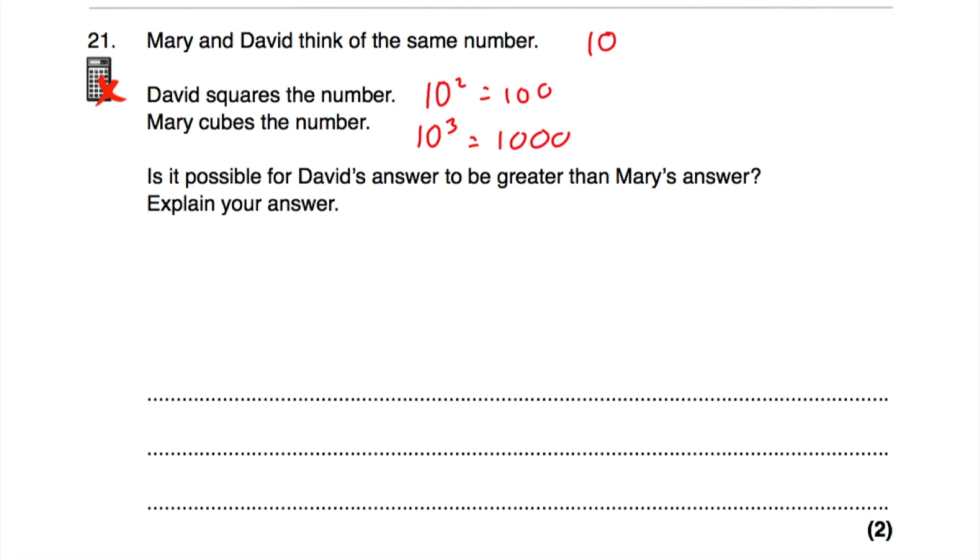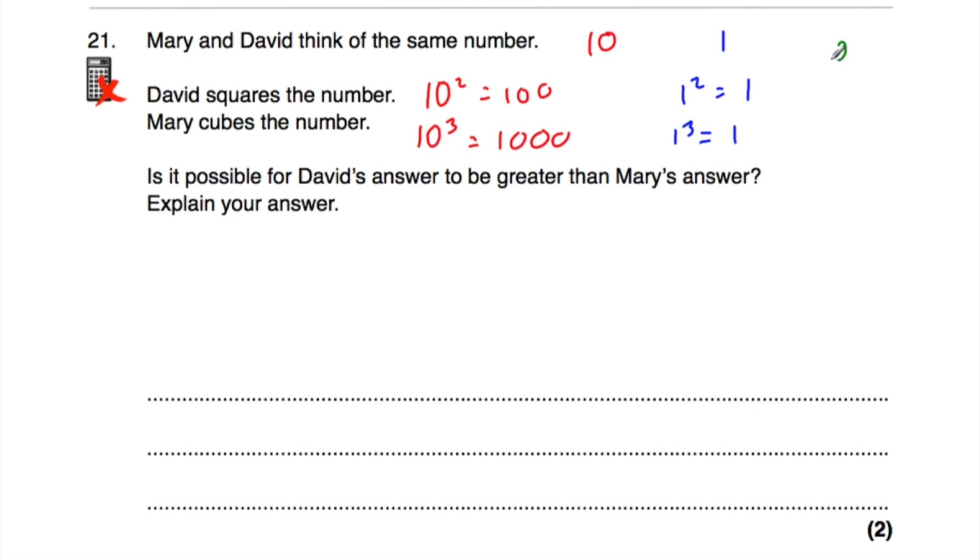So instead of choosing 10, let's try another number. I'm going to try 1. So I'm going to do 1 squared, so for David, 1 squared is equal to 1. And Mary cubes the number, so 1 cubed is 1 times 1 times 1, which is 1. Now that's the same, but the question is, is it possible for David's answer to be greater than Mary's answer? So now let's try another number and see if we can think of something else.